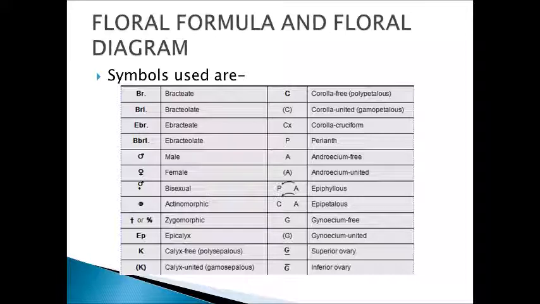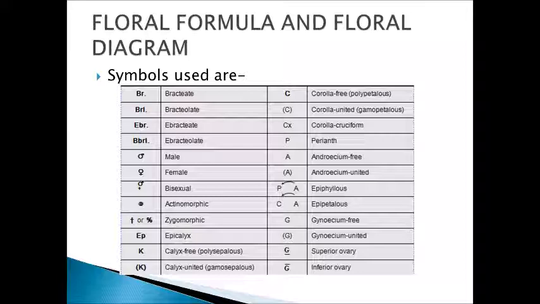Epicalyx is shown by EP. Calyx is shown by capital K when it is polysepalous. And united calyx, gamosepalous, is put in brackets. The number of sepals is put in the bracket. In the same way, corolla, if polypetalous, capital C is used for that. If the petals are united, it is put into the bracket, that is gamopetalous.